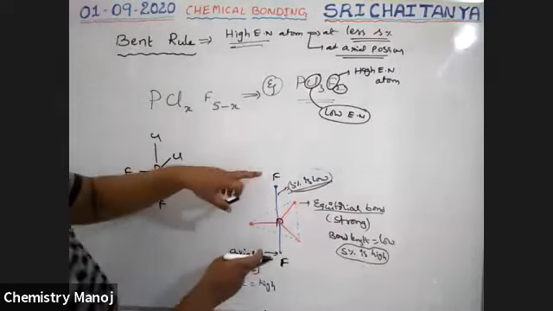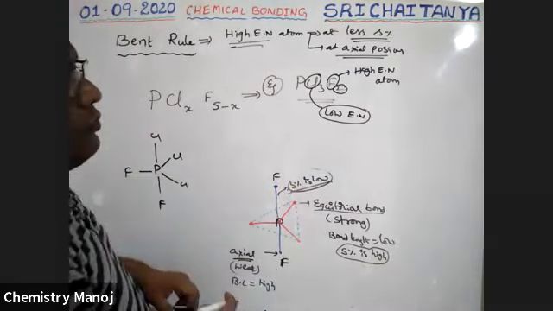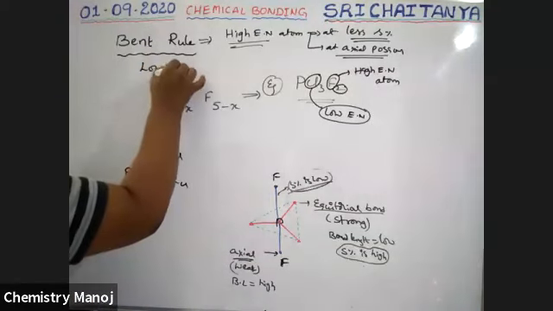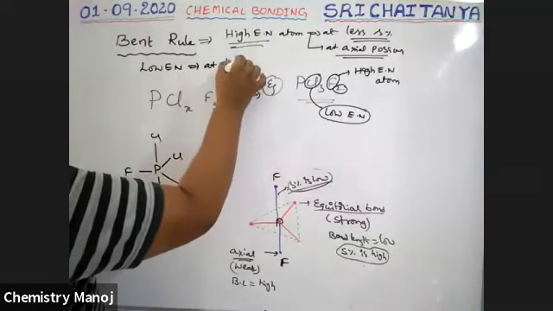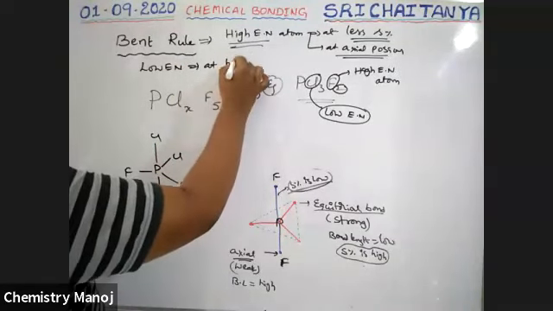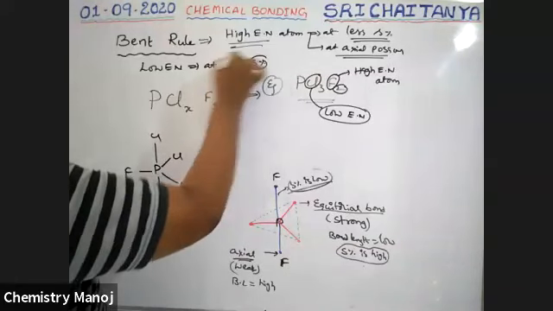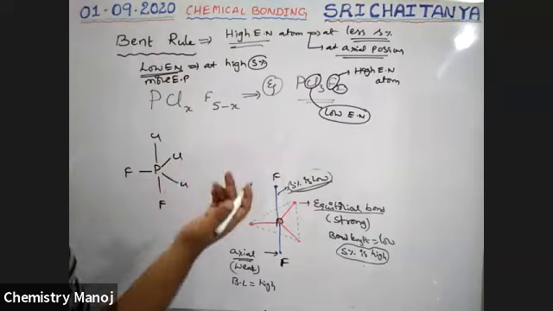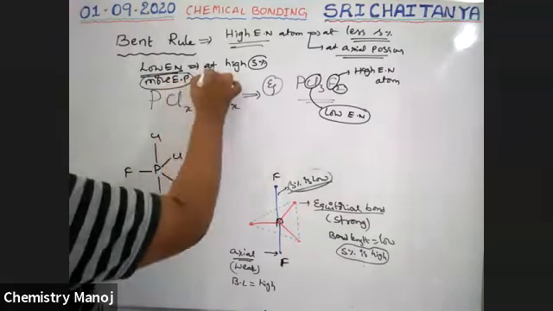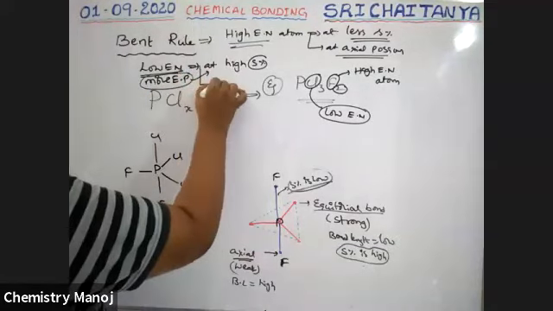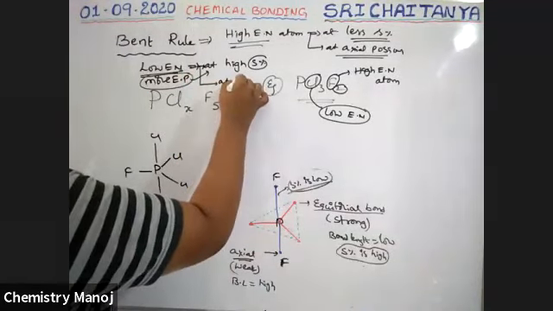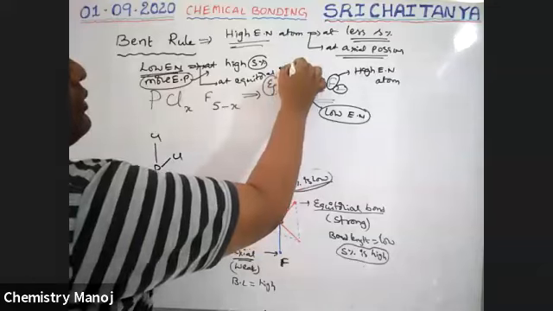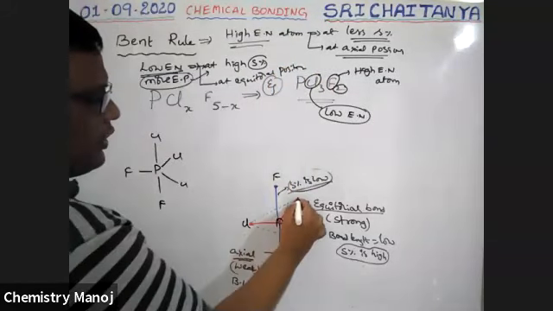Okay, so two fluorines only at axial position, they are less percentage. Next one, low electronegative element at high S percentage. Low electronegative element means more electropositive, which is at high S percentage. High S percentage means at equatorial position. That means fluorines must be at equatorial position.